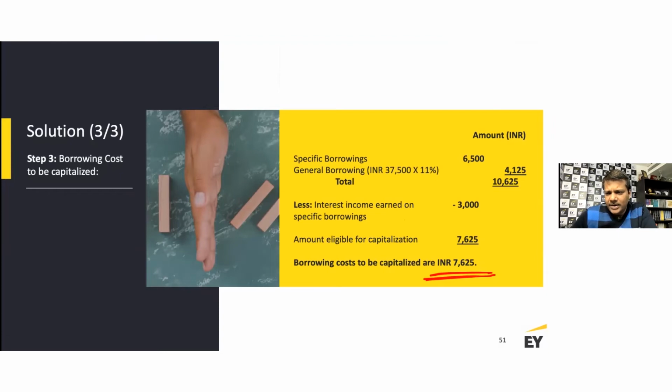So remember, for specific borrowing, you capitalize, but you have to meet all three conditions. Those three conditions were met at the beginning of the year, so whatever interest cost I paid and interest income earned, I offset the two. Then I look at the general borrowing, the weighted average rate of general borrowing, and apply it for the period this has been spent, and that gets to 7,625. Here this is 37,500 at the rate of 11%. But remember the steps, remember the way to get to the right answer. Let's look at this examination question, which was asked in November 2019.